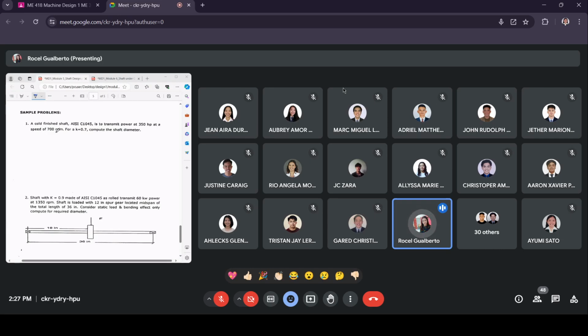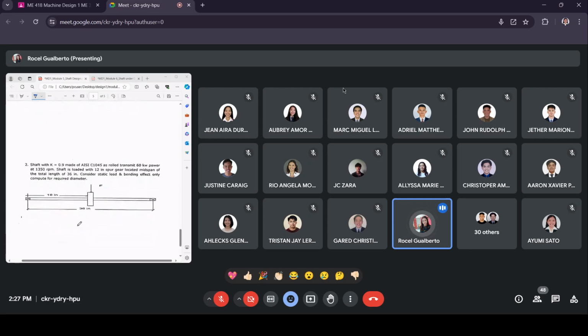Okay, good. So, sample problem 1, 2, and then the other one at the combined loadings. I would like you to see this first. For number 2, this one is under pure bending. But then you would say, there is a bending load here, FB. This is the bending load, FB, coming from the gear loaded to the shaft. But then, the power transmitted here will give us the torque, wherein this torque will produce the torsional effect.